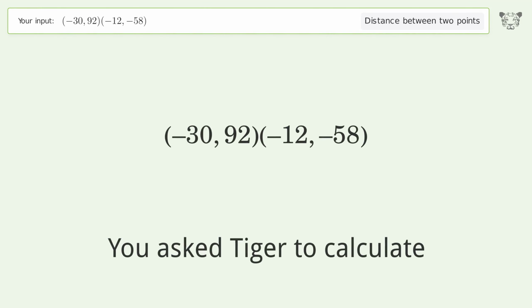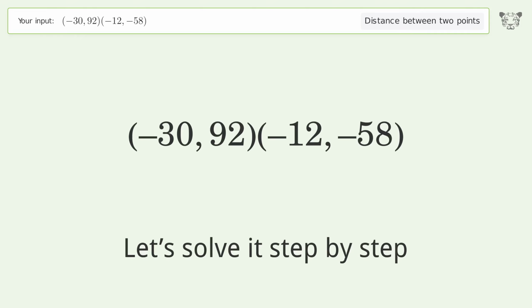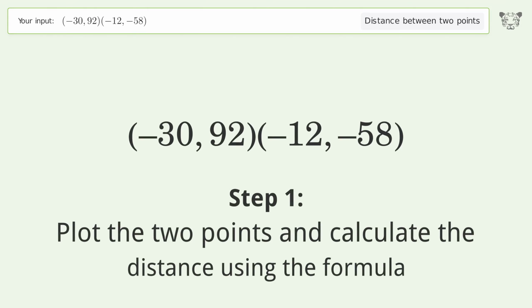You ask Tiger to calculate. This deals with the distance between 2 points. The distance between the 2 points is the square root of 22,824, or 151.076. Let's solve it step by step. Plot the 2 points and calculate the distance using the formula.